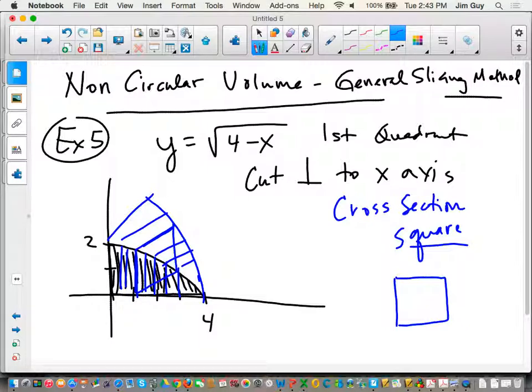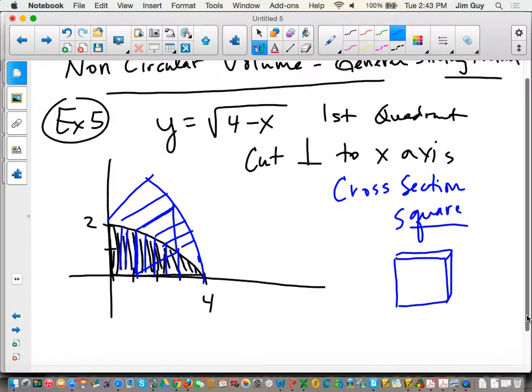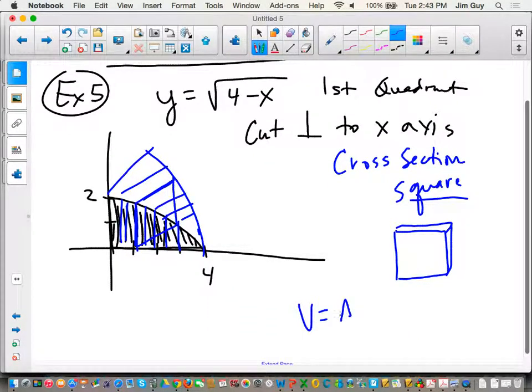Okay? But it's not really just a square, it's got a thickness to it. What's the thickness? dx. So every single problem, it doesn't matter what the cross-section is, the volume of that piece is always the area of the base, and by base we mean the cross-section, times the height. And just hold on a second. The height is delta x always.